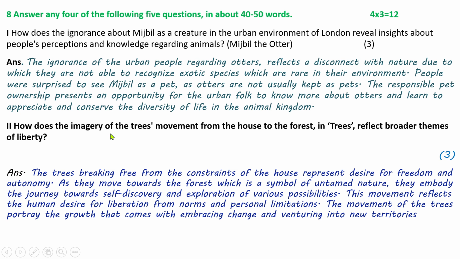Question 2. How does the imagery of the trees' movement from the house to the forest in Trees reflect broader themes of liberty? The answer is the trees breaking free from the constraints of the house represent desire for freedom and autonomy. As they move towards the forest, which is a symbol of untamed nature, they embody the journey towards self-discovery and exploration of various possibilities. This movement reflects the human desire for liberation from norms and personal limitations. The movement of the trees portrays the growth that comes with embracing change and venturing into new territories. So the trees going out into untamed nature reflect the desire to live an independent life.